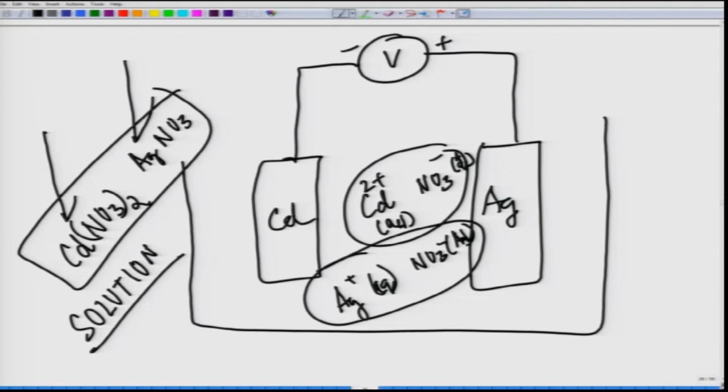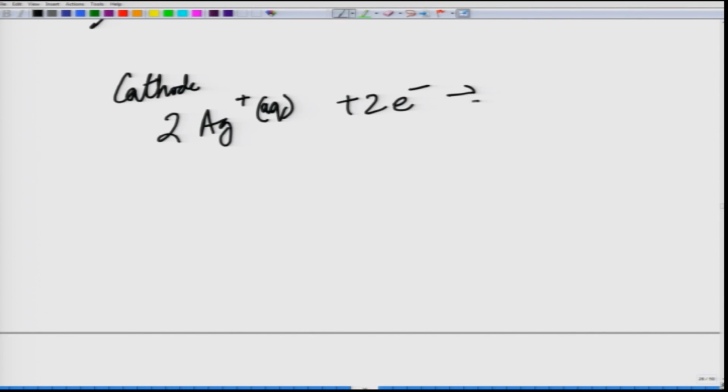Now, what will happen in this situation? This is a very tricky situation. What I am going to discuss now is the resultant for this. So, let us write down the reaction first, because in order to understand all these things you have to write down the reaction. At the cathode, where the reduction is happening, 2 Ag plus aqueous plus 2 electrons will make 2 Ag solid.